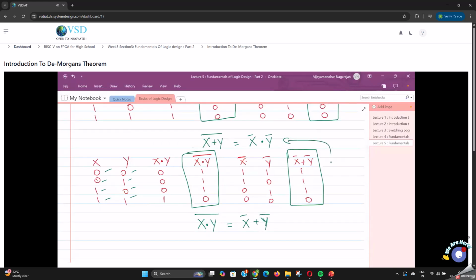These two put together are called the De Morgan theorems or De Morgan laws.